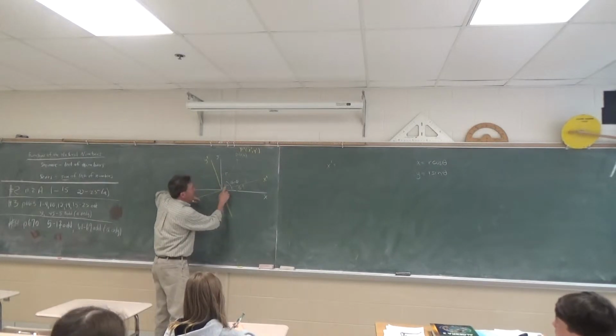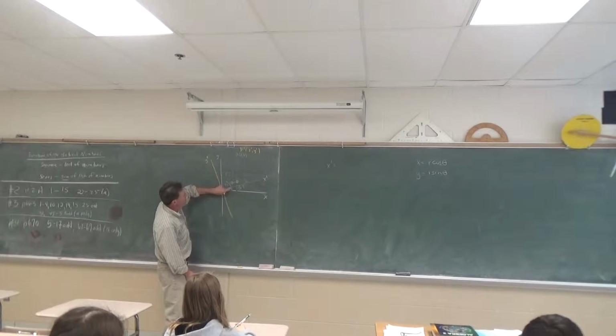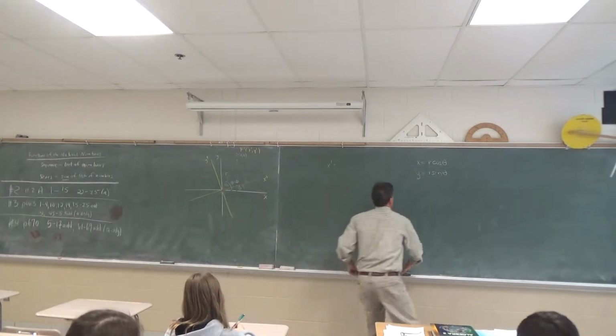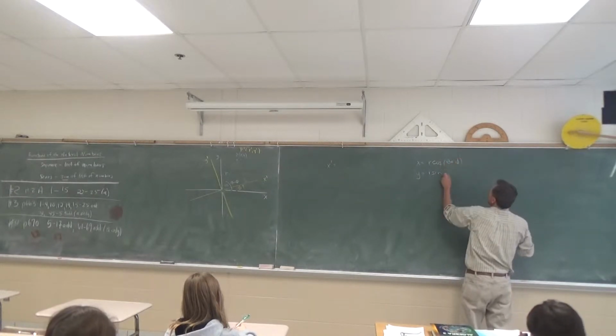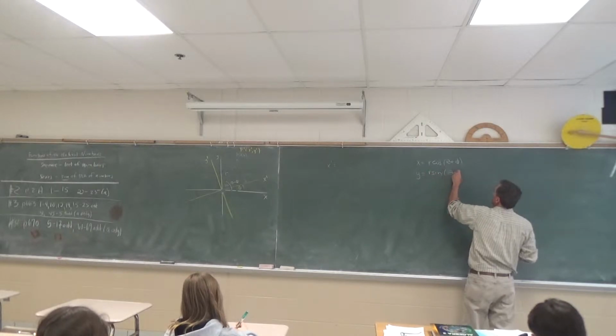So this whole angle, just look at this triangle. This triangle here, the central angle is the sum of those two. So the x-coordinate has to be r cosine of the sum, theta plus phi. And y is r sine of theta plus phi.